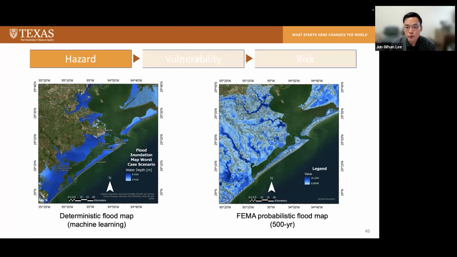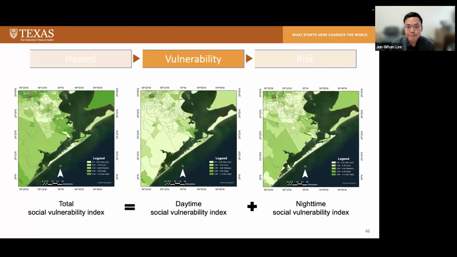So in terms of the hazard component, we apply the same C1PKNet machine learning approach to the coastal Texas areas to predict the peak storm surge from the hurricane track time series. The left figure shows one example of the machine learning model prediction. And if the user wants to use a probabilistic approach, we can use the FEMA 500 flood map if they want to incorporate that kind of probabilistic approach in the risk assessment framework.